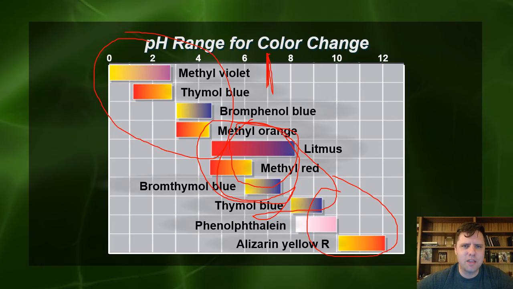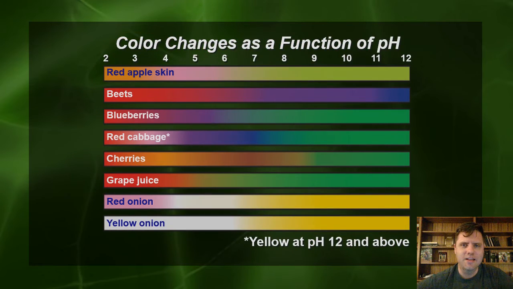So if you had something that you were moving from one place to the other through adding an acid or adding a base, you would see these color changes happen as you travel through that pH range. Here's some color changes as a function of pH for red apple skin, beets, blueberries. Red cabbage is particularly great at this.